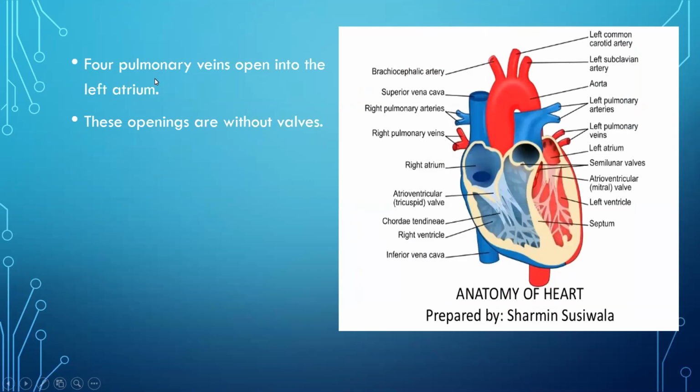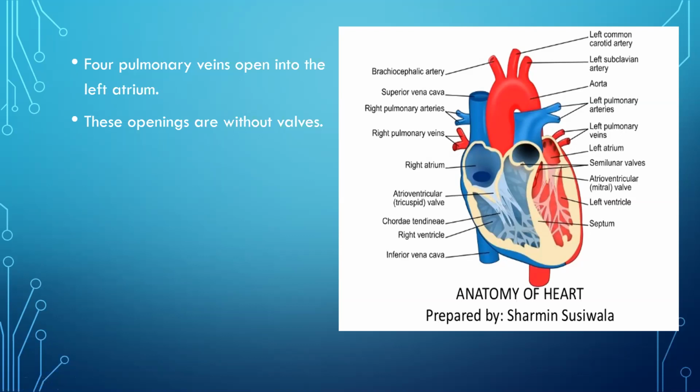Four pulmonary veins open into the left atrium. You can see these four pulmonary veins: 1, 2, 3, and 4. Now let me tell you, in the last lecture we studied pulmonary veins. They are the only veins which carry oxygenated blood.